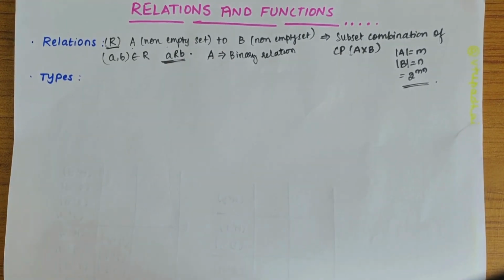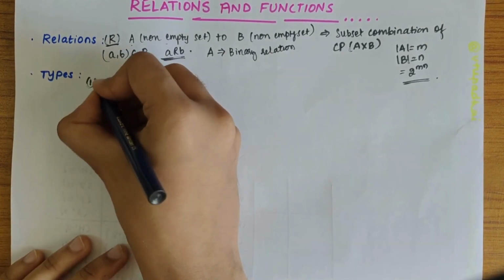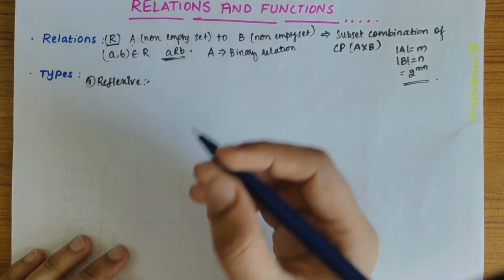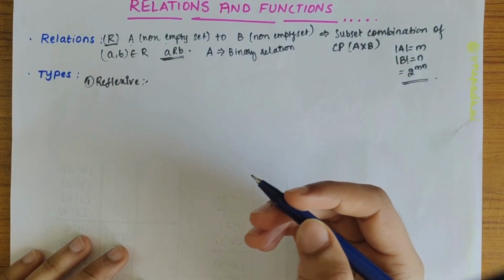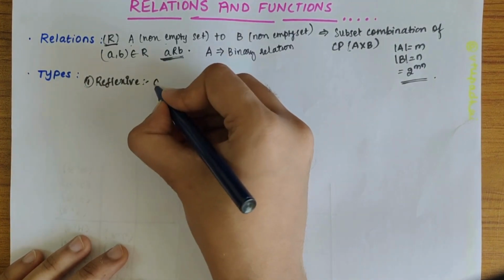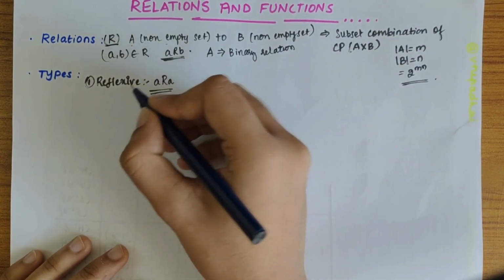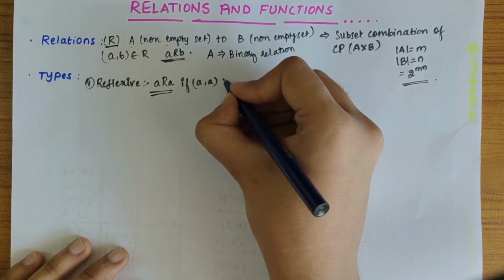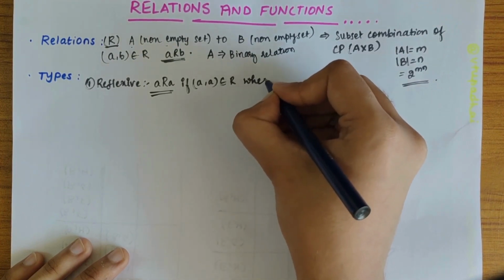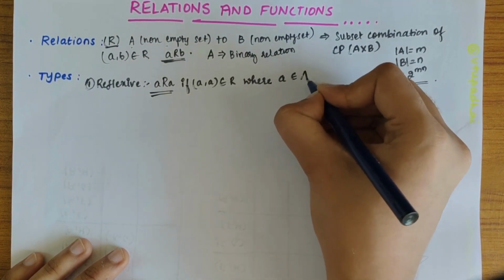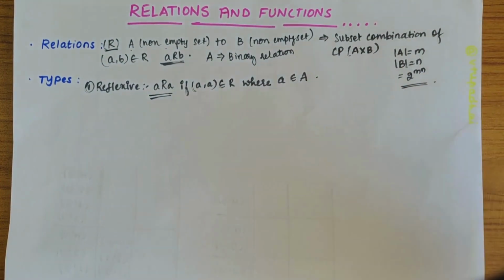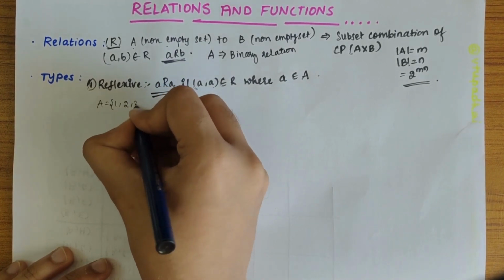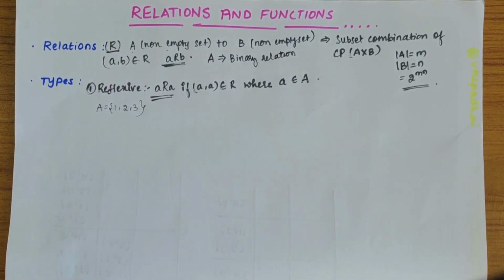Firstly, we have the reflexive relation. A relation R is said to be reflexive if it follows the condition a related to a, that is (a, a) belongs to R, where a belongs to A. Let's understand this with an example. Let's take A is equal to {1, 2, 3}.